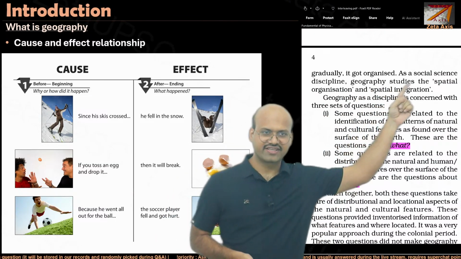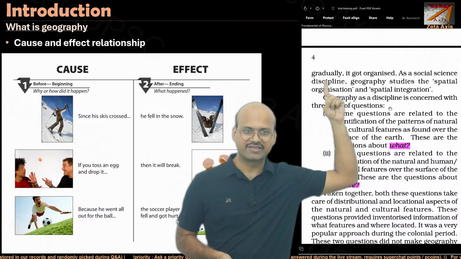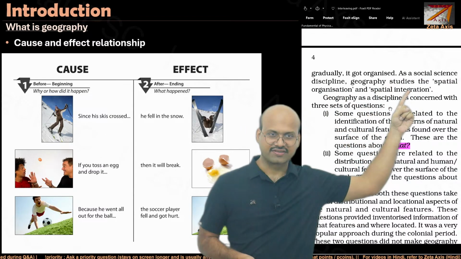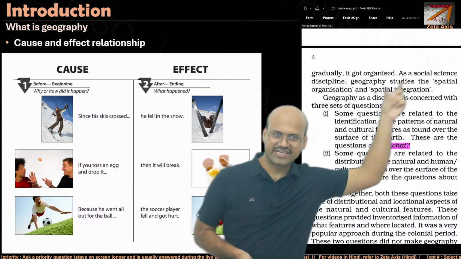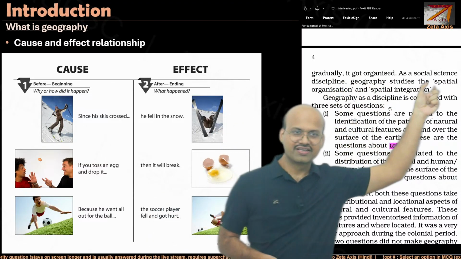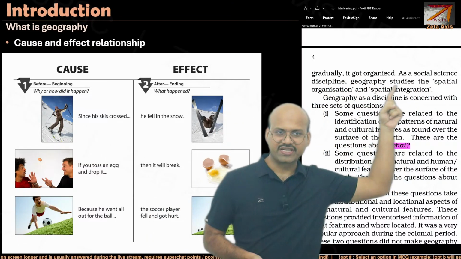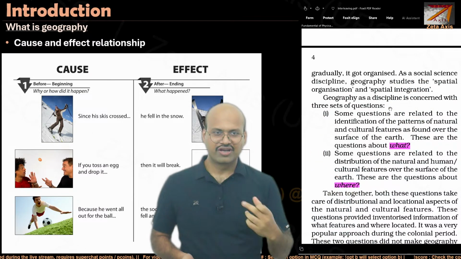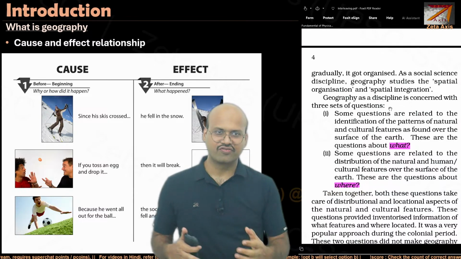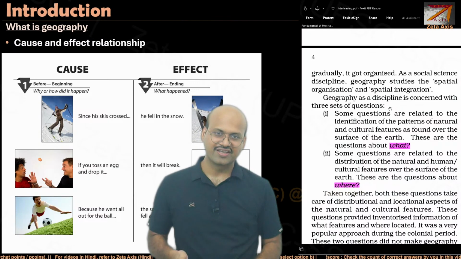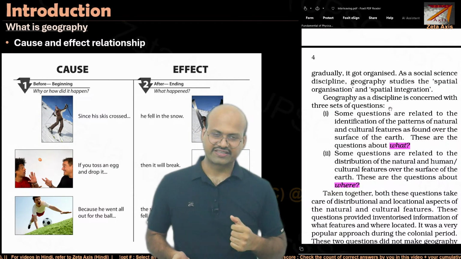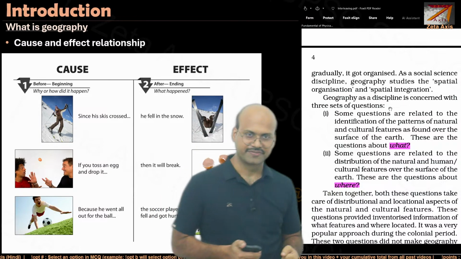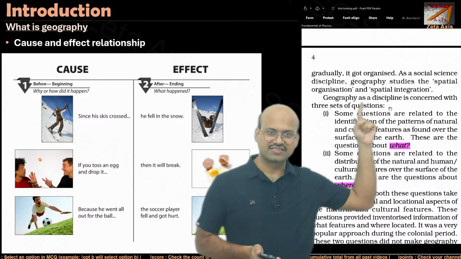It got organized as a social science discipline. Geography supplies the spatial organization and spatial integration. So here now it is saying that geography also studies the spatial organization and spatial integration, which is part of social science. So here it is taking us to another part, where it tells that we also study social science as a part of geography, where the spatial integration or spatial organization is also covered. Now, geography as a discipline is concerned with three sets of questions.